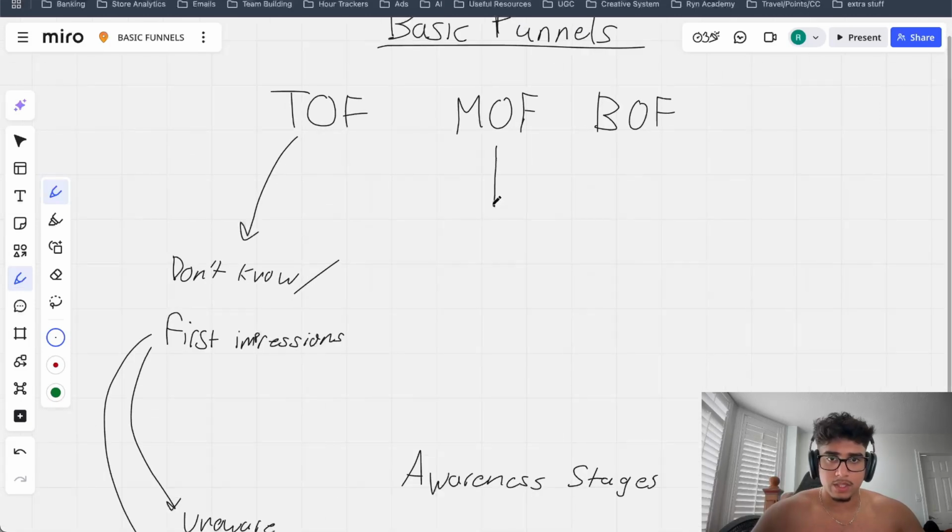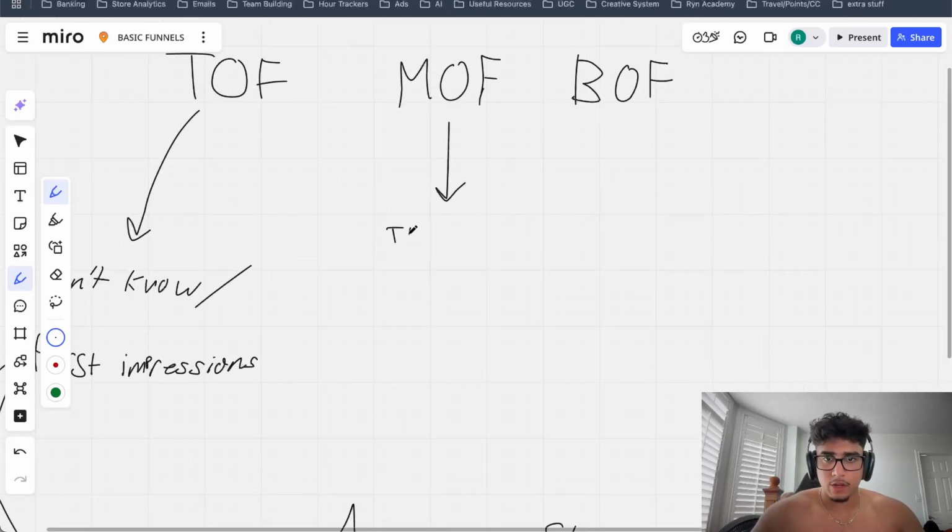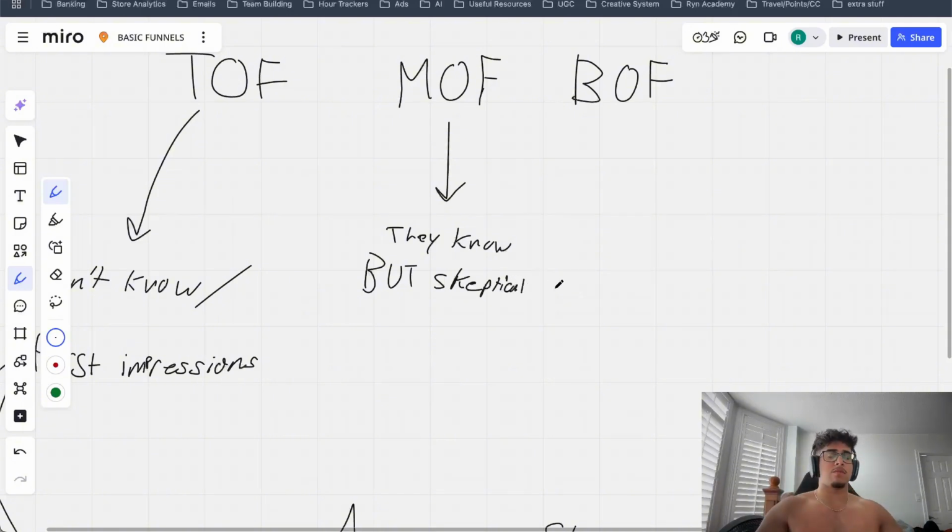Now, middle funnel is they know about the product, but they're skeptical. Now it's a game of trust, and actually making sure that not only do they trust your product, but they also trust your brand. You can say all these great things, like, if you buy this product, it's going to make you rich overnight. You can say all that, but how believable is that? Like, no, bro, you're not going to make me rich.